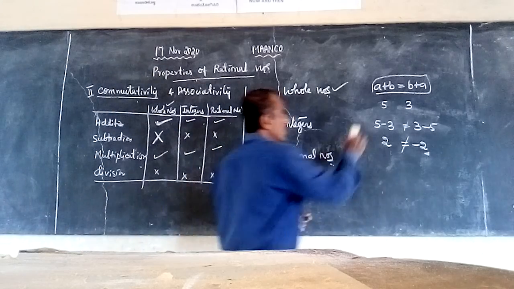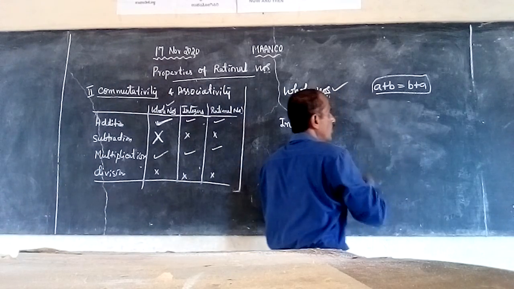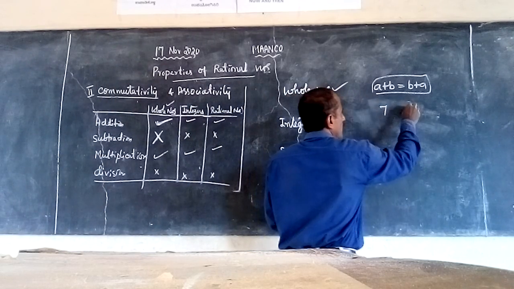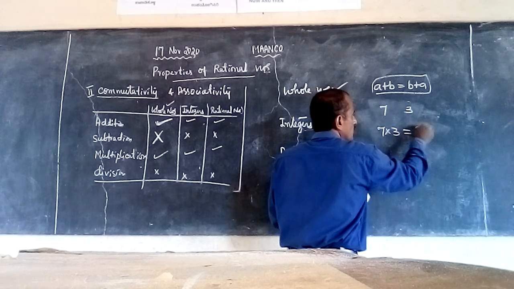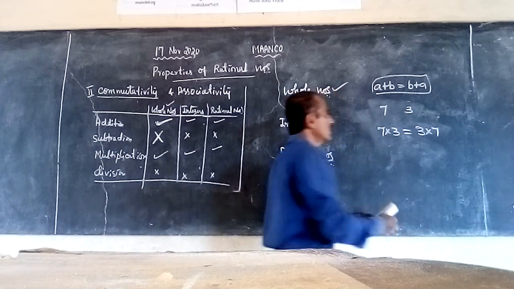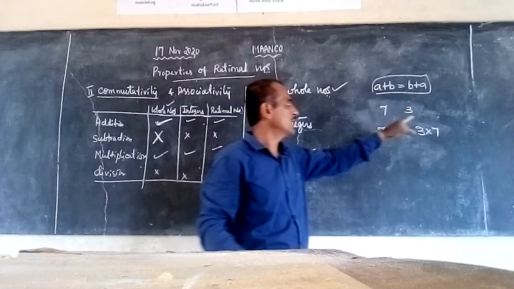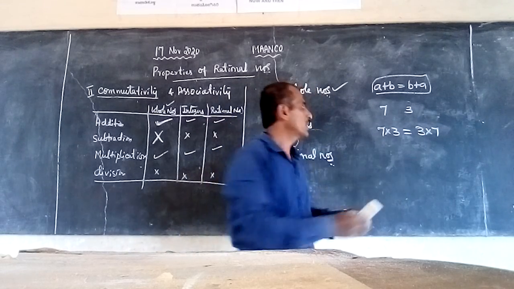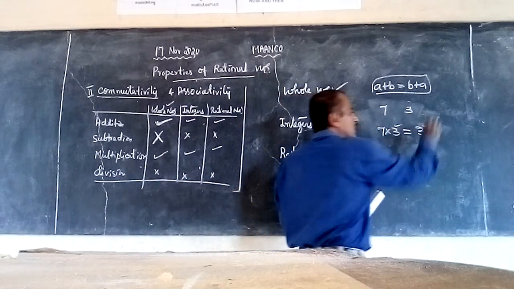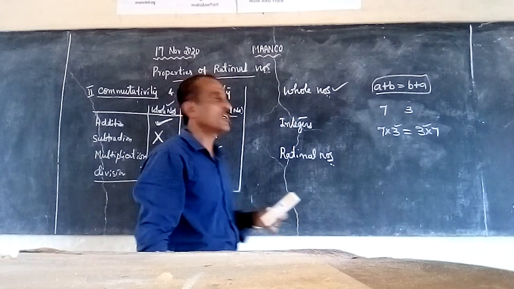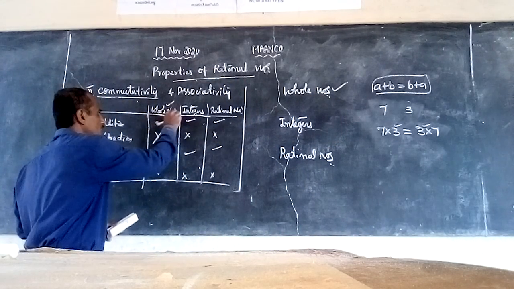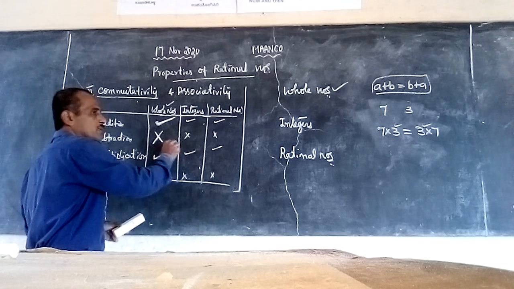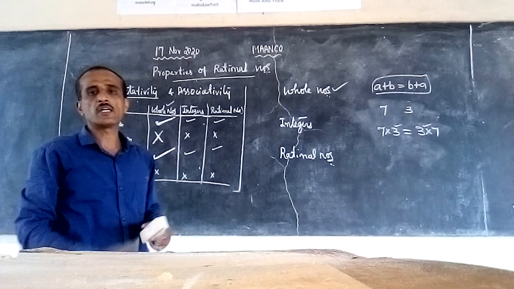For multiplication, let us do whole numbers, say 7 and 3. Whether 7 into 3 is equal to 3 into 7, check. 7 into 3 is equal to 21. 3 into 7 is also 21. Therefore, multiplication is commutative for whole numbers. Addition is commutative. Multiplication is commutative. Subtraction is not commutative.